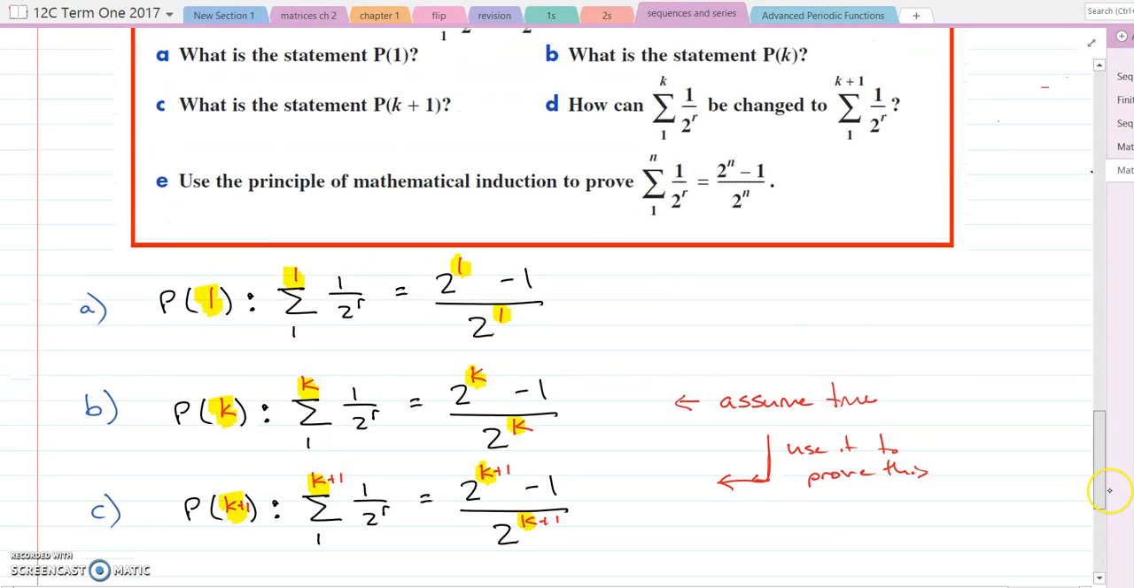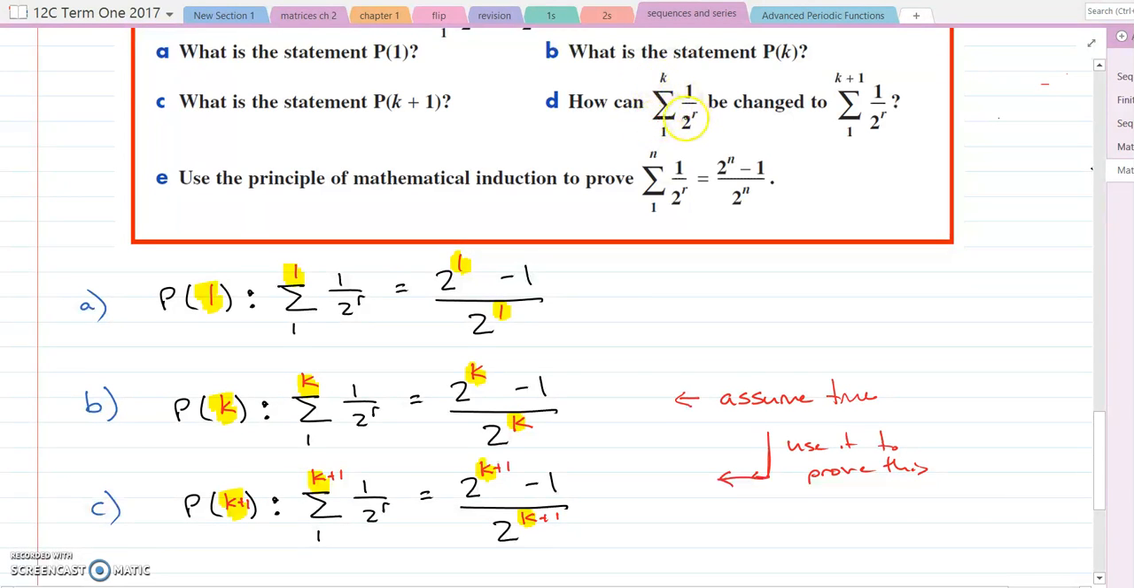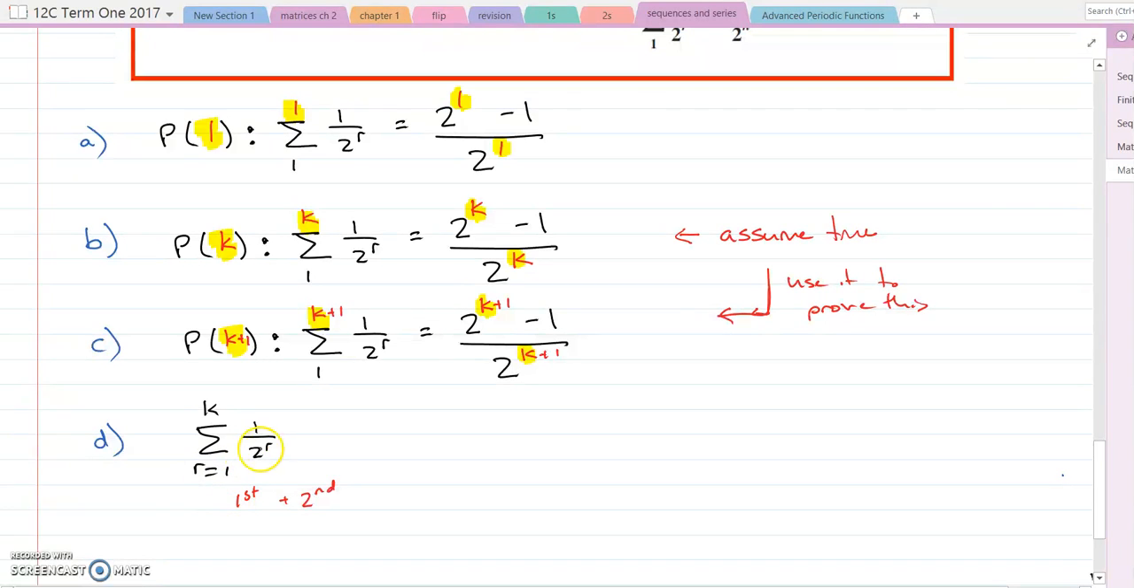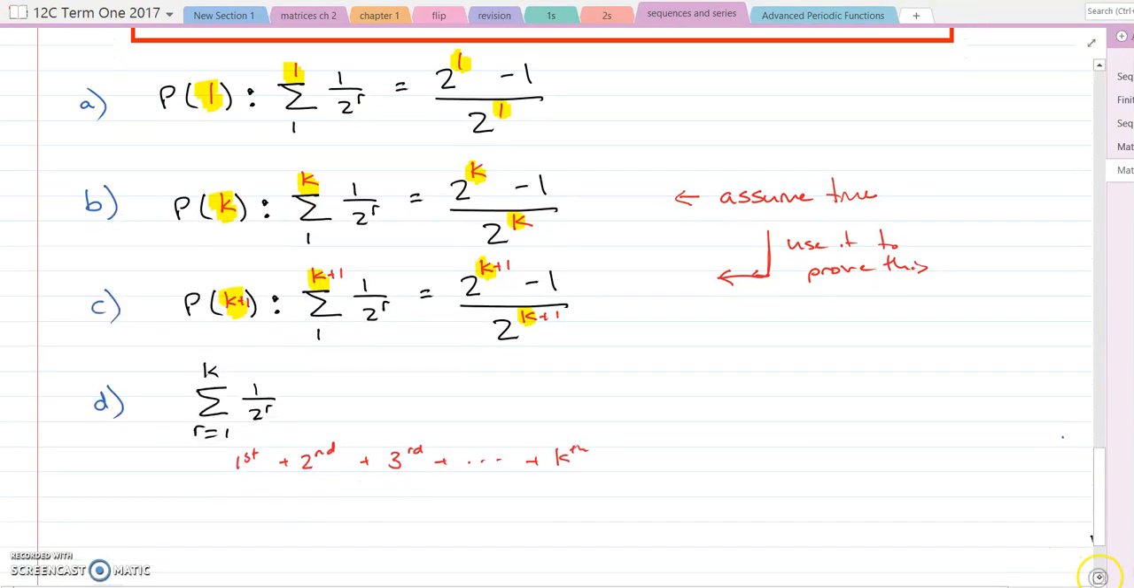Alright, next one. How can the sum from 1 to k be changed to the sum of 1 to k plus 1? Okay, this is one of the techniques for doing it. So we've got the sum for r from 1 to k of 1 over 2 to the r. What this means is I'm adding together the first term, the second term. So when r is 1, that's the first, 1 over 2 to the power 1. The second is 1 over 2 to the power 2. So I'm adding these all up, plus the third, and so on up to the kth. Okay, that's what that means.